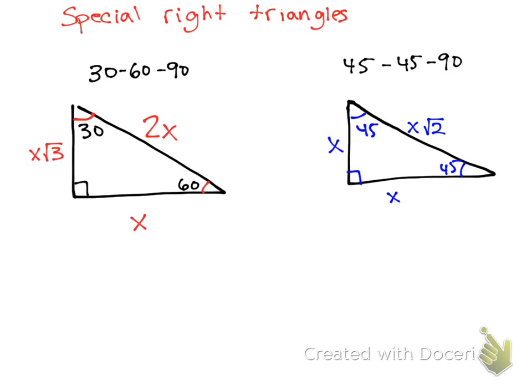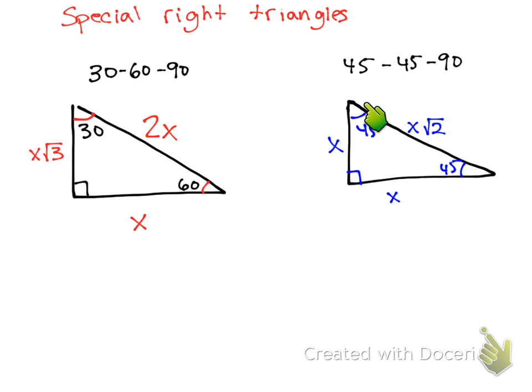Alright guys, so today we're going to talk about special right triangles. There are two of them. There's the 30, 60, 90 triangle, so 30 degrees, 60 degrees, 90 degrees. The ratio of those: opposite from 30 degrees is going to be x. The hypotenuse is twice the length of x. And then opposite from the 60 degree angle, it's x times the square root of 3.